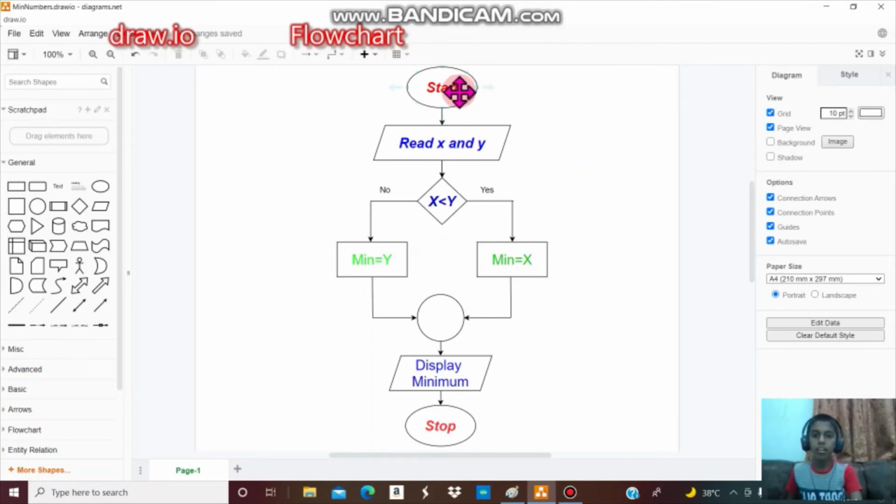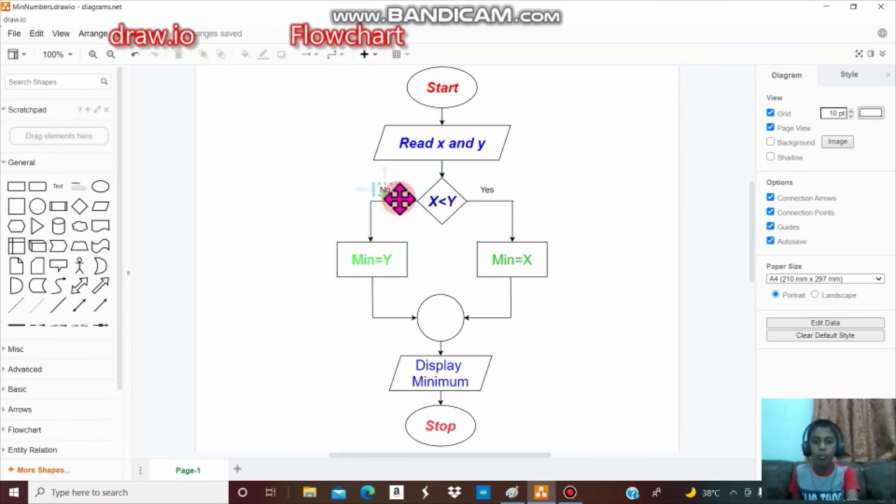So, at the top we have start and a flow line. Underneath that we have an input read and it will read X and Y. X is equal to 50 and Y is equal to 25. Under that we have a flow line which connects to the decision box. The decision box shows X is less than Y. That means 50 is less than 25. So X is less than Y.